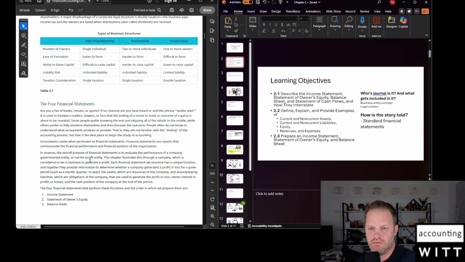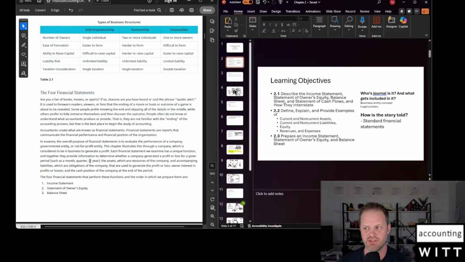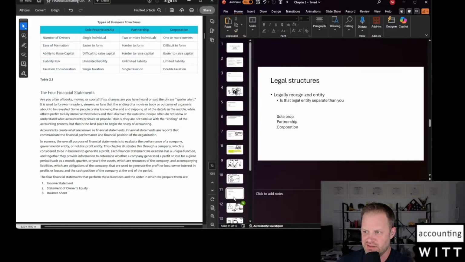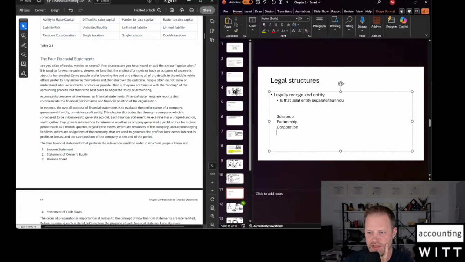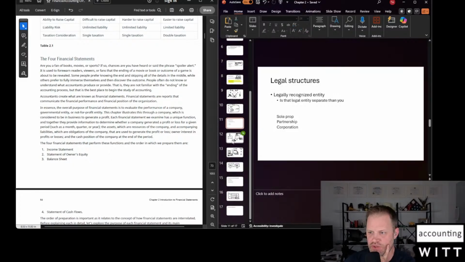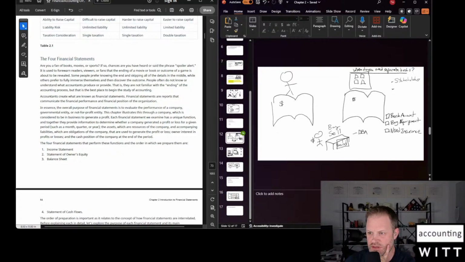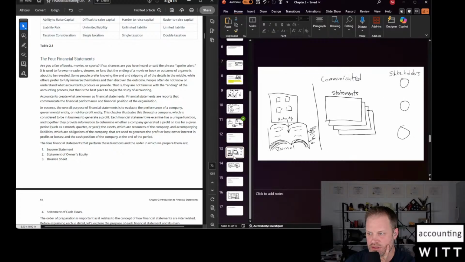So usually whenever someone's teaching financial statements, there's this implied assumption that you're talking about a corporation. Because when you're talking about sole proprietorship or partnerships, some of the statements are not as applicable. So anyways, we've got the 4 financial statements. Let me reorder these. All right.